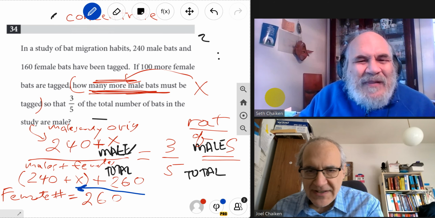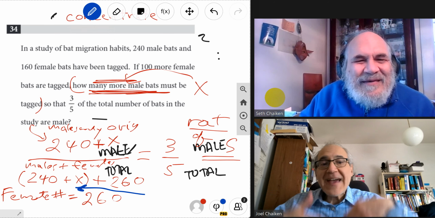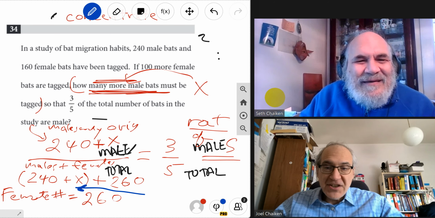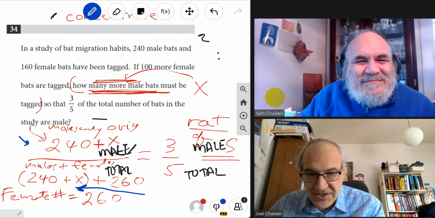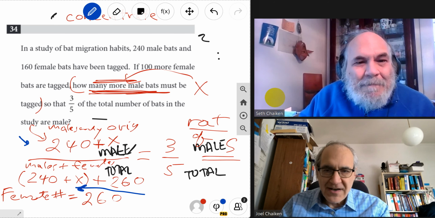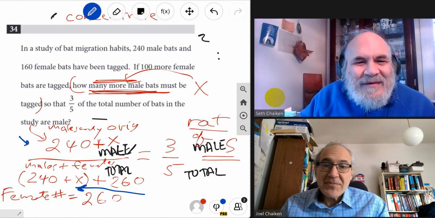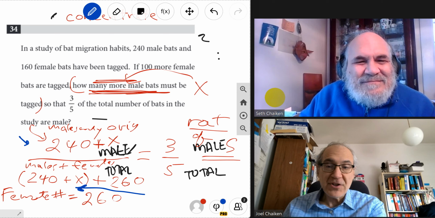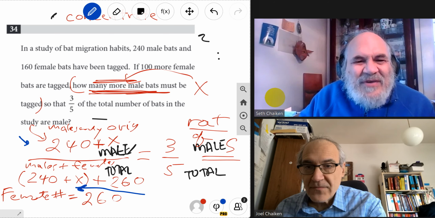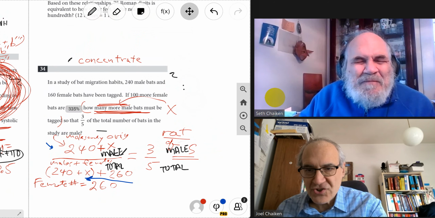It's extremely common when you do these problems, which is essentially a concentration. When you add stuff in, it changes the total also. It doesn't just change the numerator, it changes the denominator. It's so common to leave that x off in the denominator. So I would not be surprised if there are some people who did not put that x in the denominator. I was careful to put x both in the numerator and the denominator. This almost borders on a concentration.